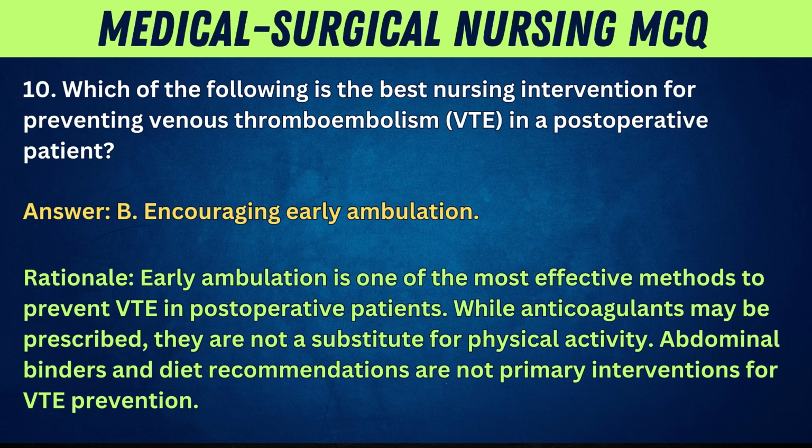Rationale: Early ambulation is one of the most effective methods to prevent VTE in postoperative patients. While anticoagulants may be prescribed, they are not a substitute for physical activity. Abdominal binders and diet recommendations are not primary interventions for VTE prevention.